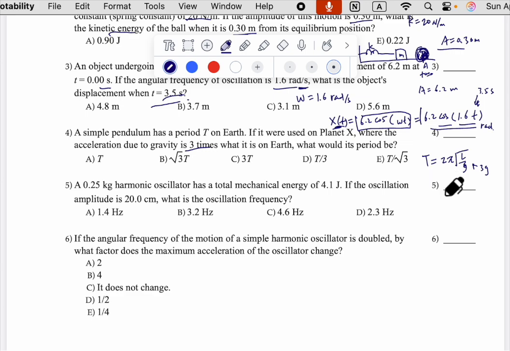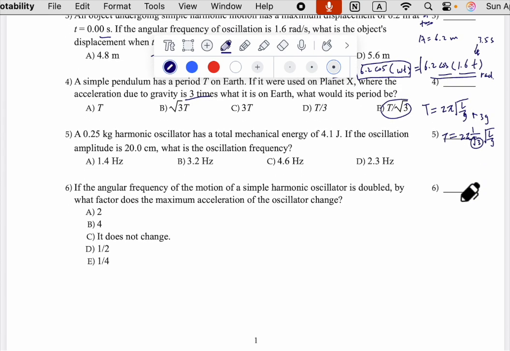So T equals 2 pi, and on the bottom, instead of g, you have 3g, so the square root of L over 3g. You take the 3 out, so everything is the same, but you have a square root of 3 on the bottom. So the period became square root of 3 times smaller.